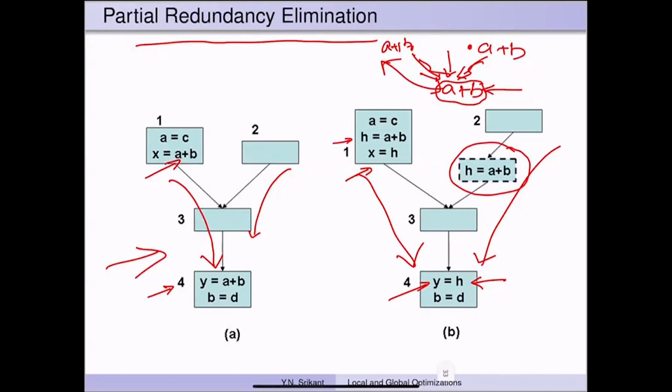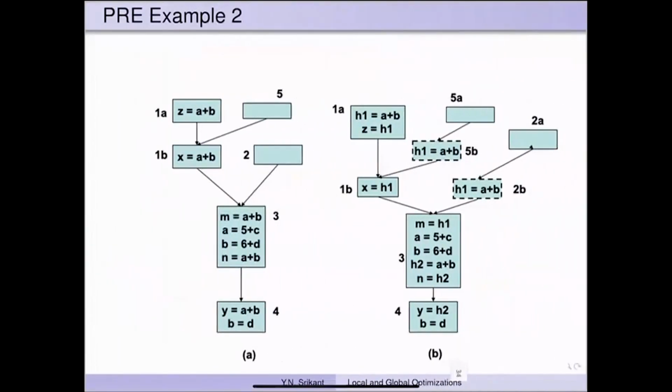Let me give you two more examples of this. There are three more examples. So we have a plus b here, a plus b here, we have a plus b here, right? But there is nothing along this path and there is nothing along this path. So if we want to eliminate the partial redundancy, we introduce h1 equal to a plus b, we introduce h1 equal to a plus b here also. And now we can say m equal to h1 at this point, x equal to h1 and z equal to h1. So this is an example of slightly more complicated partial redundancy elimination.